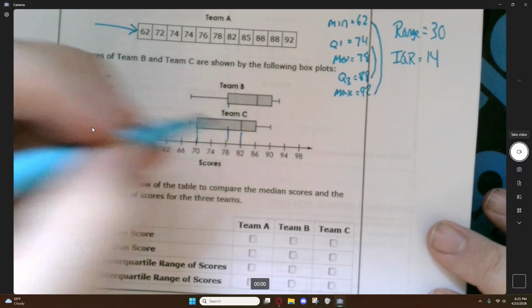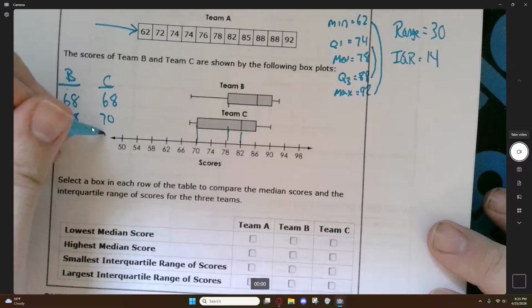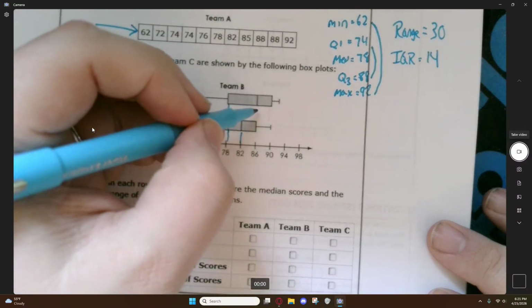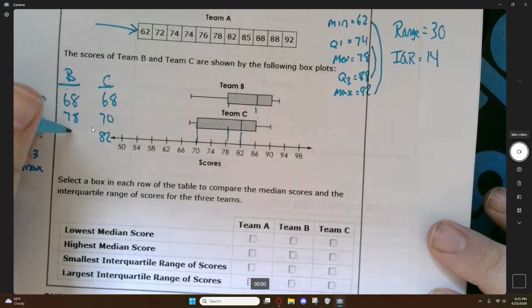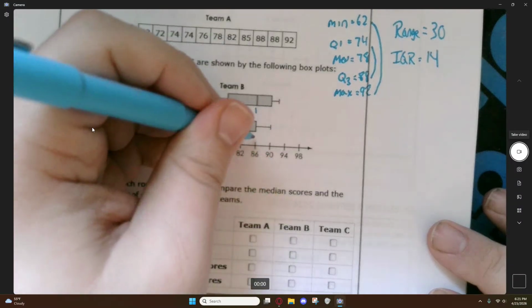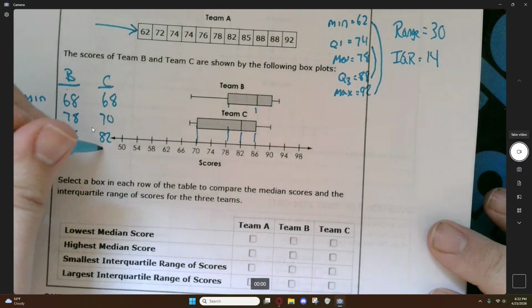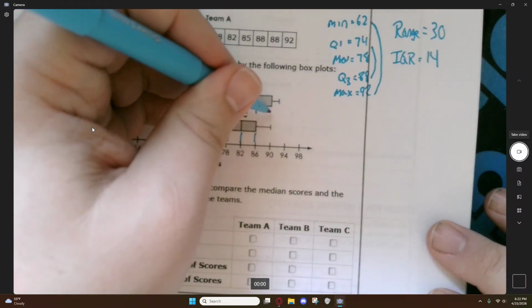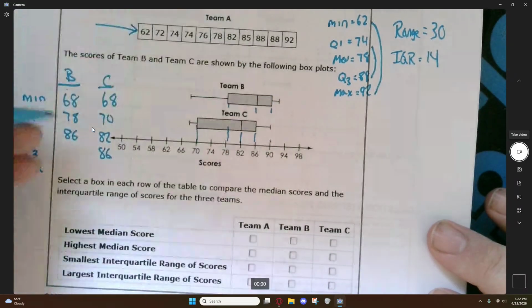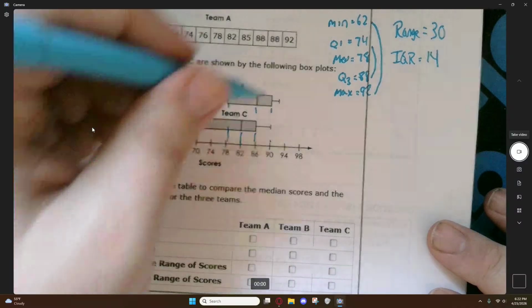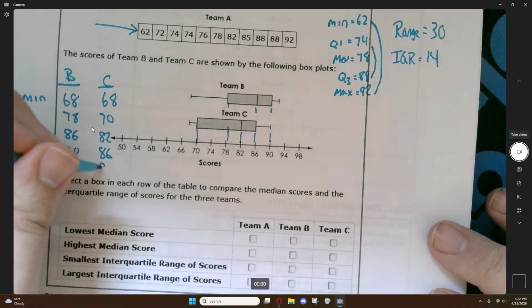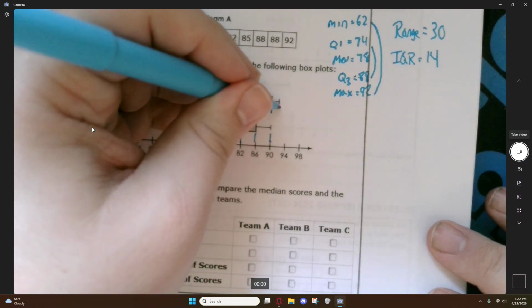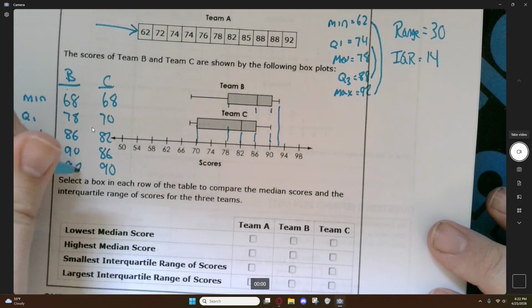Team C's median is at 82. Team B's median falls at 86. Team C's Q3 falls at 86. Team B's Q3 falls at 90. Team C's max falls at 90. And Team B's max falls around 92.